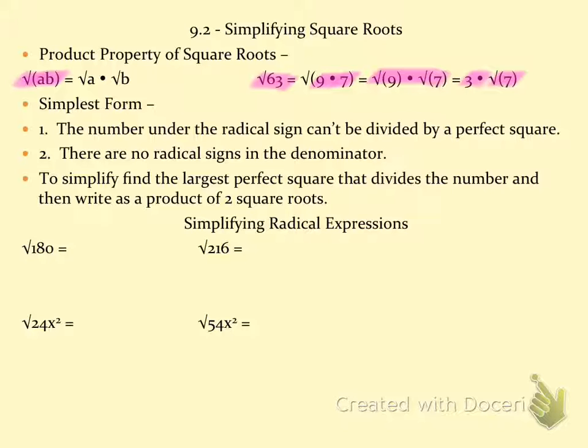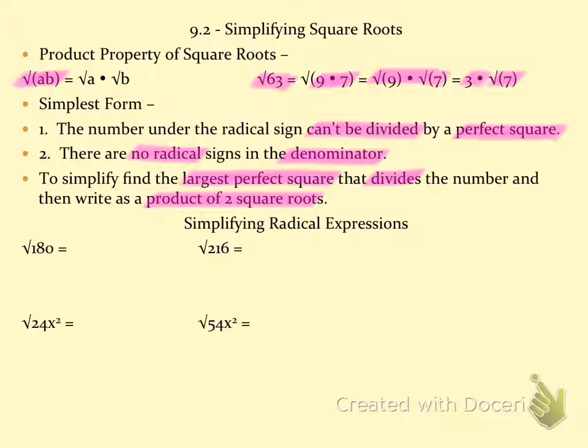So simplest form: the number under the radical sign can't be divided by a perfect square. And again, perfect squares are numbers that when I take the square root of them, I get a whole number. So 1, 4, 9, 16, 25, 36, 49, 64, 81, 100, 121. And the second rule for simplest form is that I can have no radical sign in the denominator. To put it in simplest form, I'm going to find the largest perfect square that divides the number evenly, and then write it as a product of the two square roots.